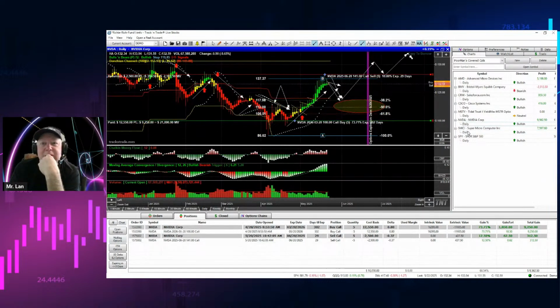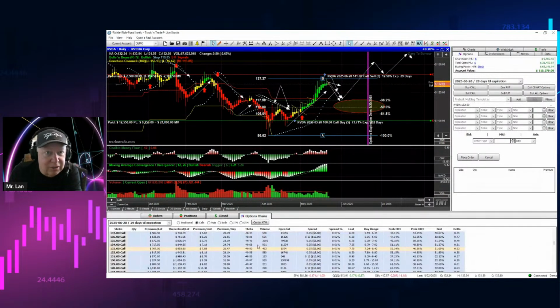Did you guys want to put one on NVIDIA? In the interest of time, we'll let you guys go do that one on your own. Actually, let's look at it real quick because this could be a good one. Got lots of volume, lots of open interest. 29. Oh, this would be a much better one to put on. That's where we're at here.